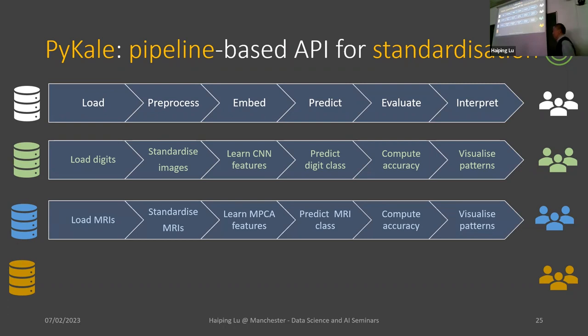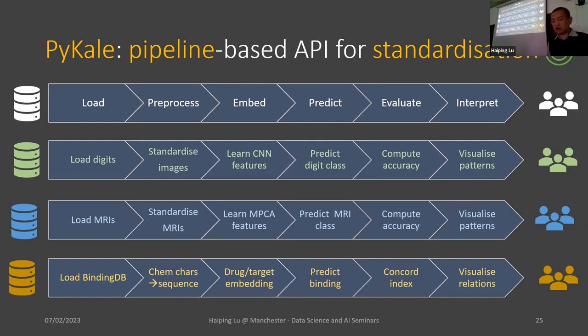And for medical imaging, for brain MRI and cardiac MRI, we follow the same six steps: load the data, standardize, learn the features, predict the classes, and from the accuracy realize the pattern. And for drug discovery, we also follow the same six steps. Load the data, such as the protein sequence, learn the sequence features, do the embedding, the prediction, the evaluation, and realize the relationship.